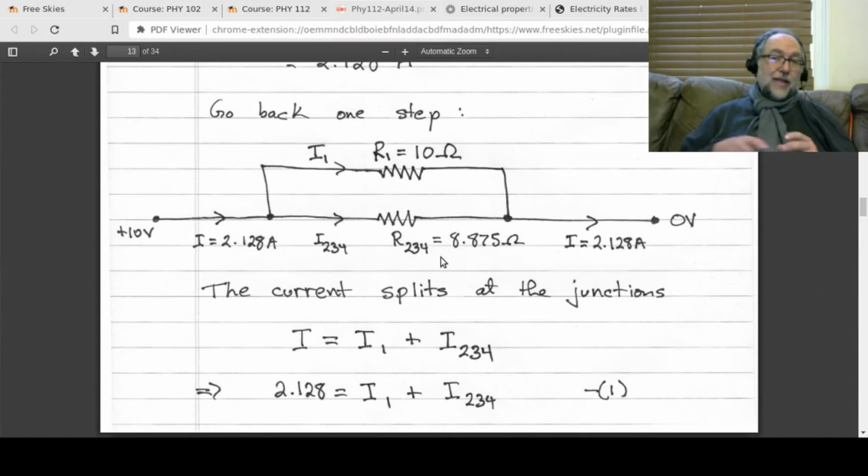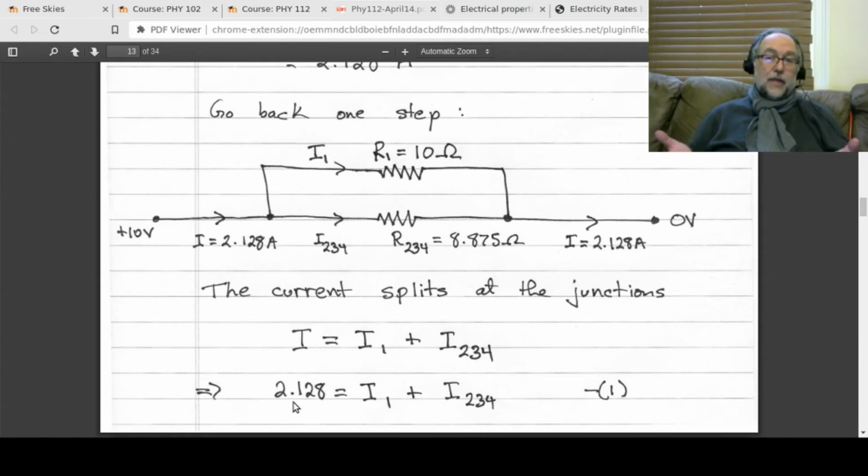Okay, and so that's the total current. I234 is the total current that is passing through resistors 2, 3, and 4 collectively. Now, I don't know what I1 is, and I don't know what I234 is, but I know that the sum of the two has to equal 2.128. So that's basically my equation number 1.